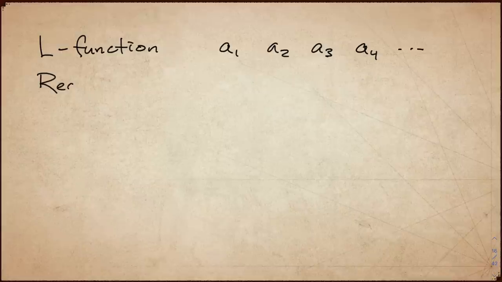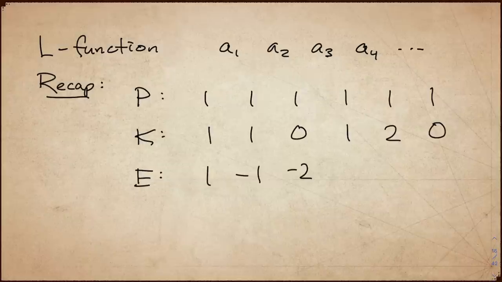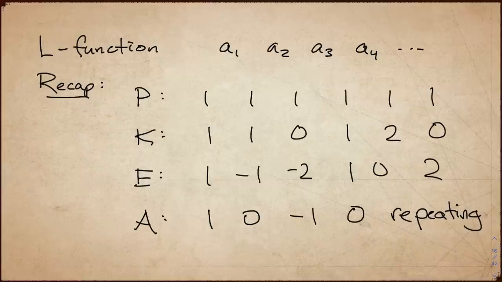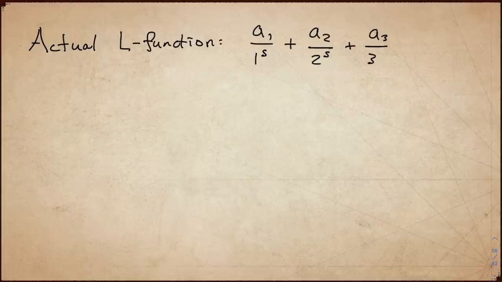To recap, for P, this would be 1, 1, 1, 1, 1, 1, 1. For K, it is 1, 1, 0, 1, 2, 0, and so on. For E, it starts with 1, minus 1, minus 2, 1, 0, 2. And for A, it's this periodic pattern, 1, 0, minus 1, 0, repeating indefinitely. Given the sequence of coefficients, the actual L function is a1 over 1 to the s, plus a2 over 2 to the s, plus a3 over 3 to the s, and so on.